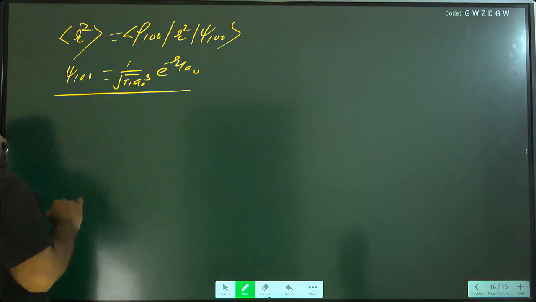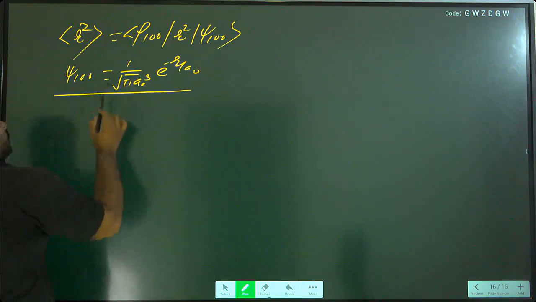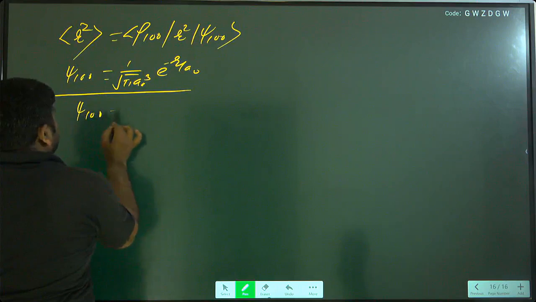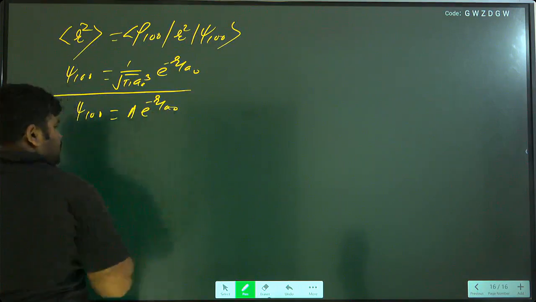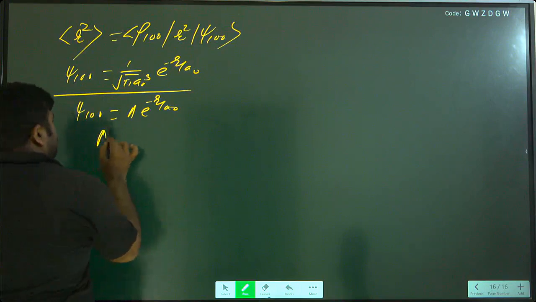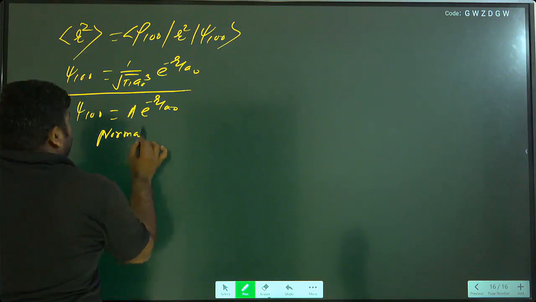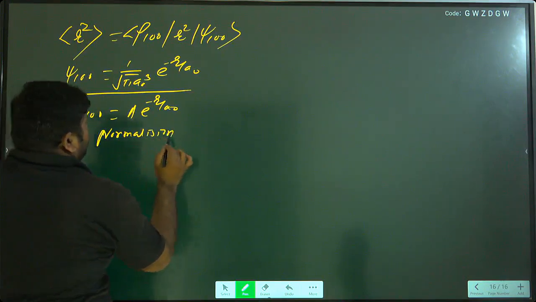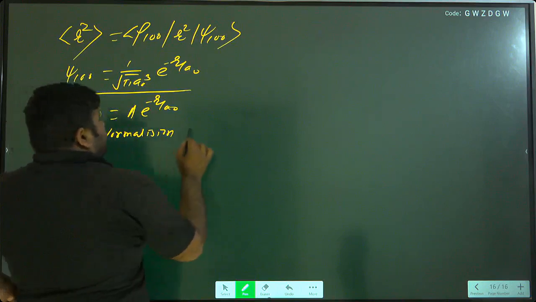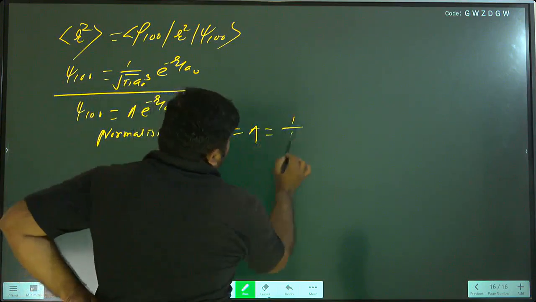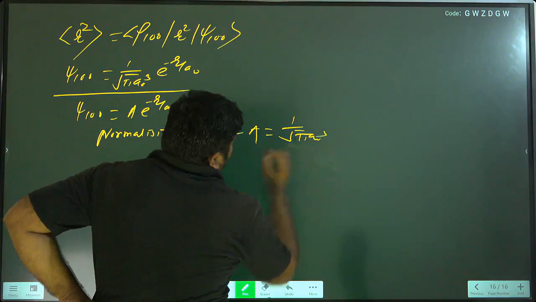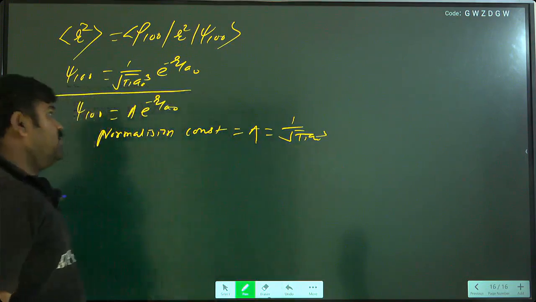Now, is the given function normalized or not normalized? If the given function is normalized, psi 100 is equal to a e to the power minus r upon a naught. Now suppose the given function is not normalized. What is the normalization constant? The normalization constant is a, and what is the value of a? a is equal to 1 upon under root pi a naught cube.